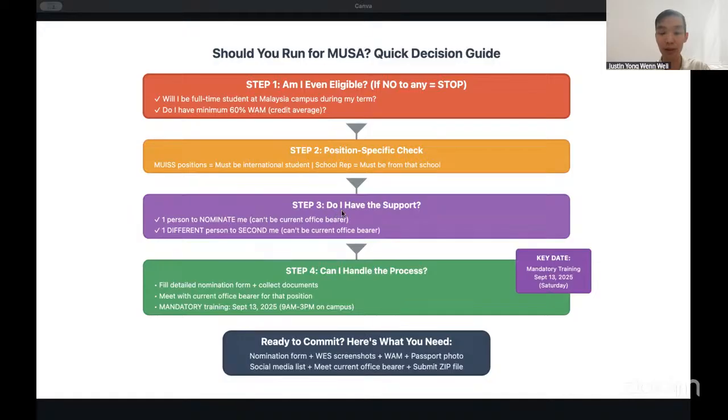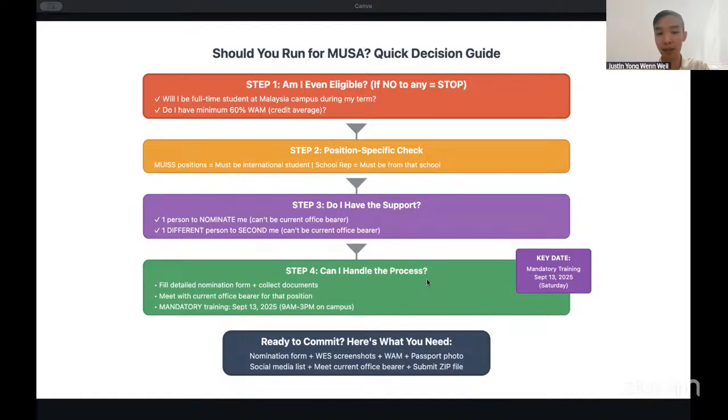Another thing that you need to check is, do you have the support? I'll cover more about this later when we go through the nomination guide, but first I'm just going to cover it roughly. One person needs to nominate you, and that person can't be an office bearer. And then you need another person to second that nomination. That person also cannot be an office bearer.